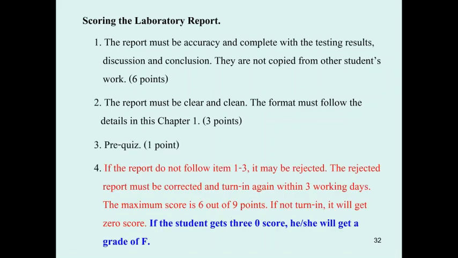Okay, the important thing is on the 4th item. If the report does not follow items 1 to 3, it may be rejected. The rejected reports must be corrected and turned in again within 3 days. That means if you have the lab on Thursday and the report is rejected, you have to turn it in on the next Monday. And then the maximum score you may get from the turned-in lab is going to be 6 out of 9. And if you do not turn in the lab, you will get a 0 score. And if you get a 0 score from the 30 labs, you will automatically get an F. Okay, this you have to take as your own responsibility.